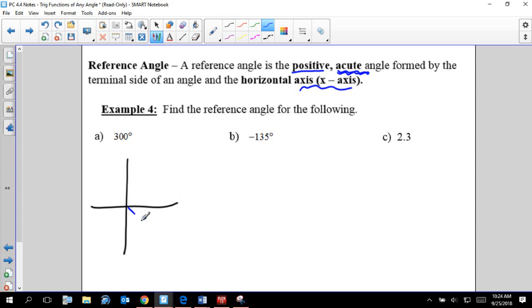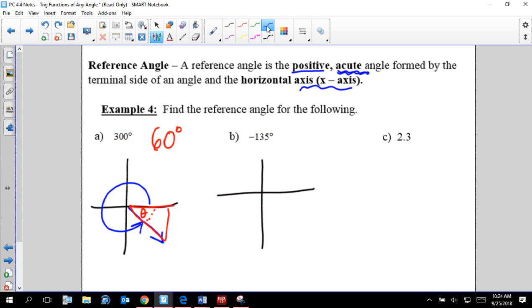So 300 degrees is about here. I start at 0, go all the way around that 300 degrees. Now, the reference angle is the theta that forms with the terminal side and the x-axis. So it's how much is left over to get back to the x-axis. Can you tell me? 60 degrees, that's the answer.